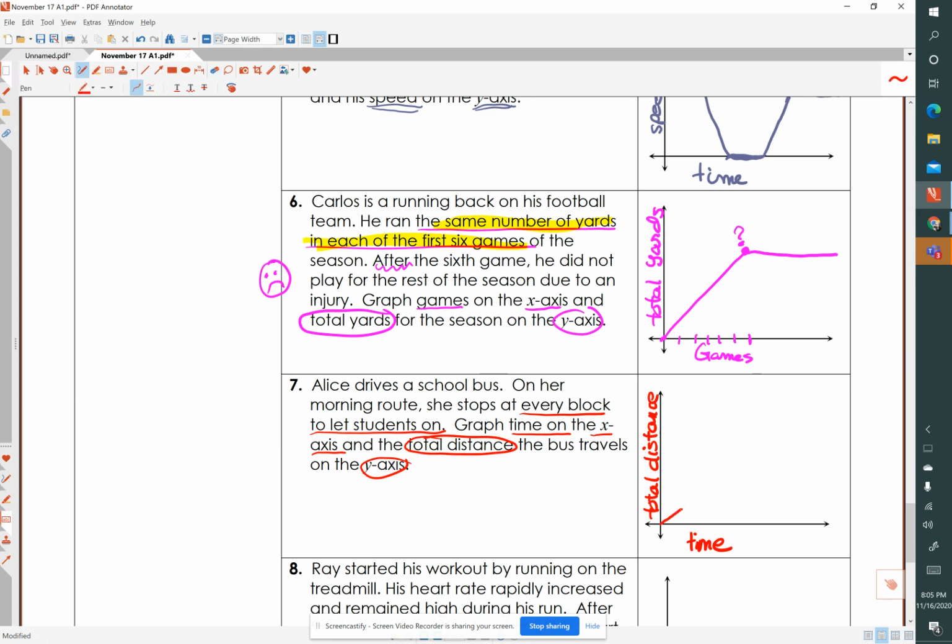Okay, first block, pick up a student. Second, pick up a student. Third, pick up a student. Fourth, pick up a student. Doesn't say how many blocks, but eventually she's going to get to school. We know that. But that's her graph.